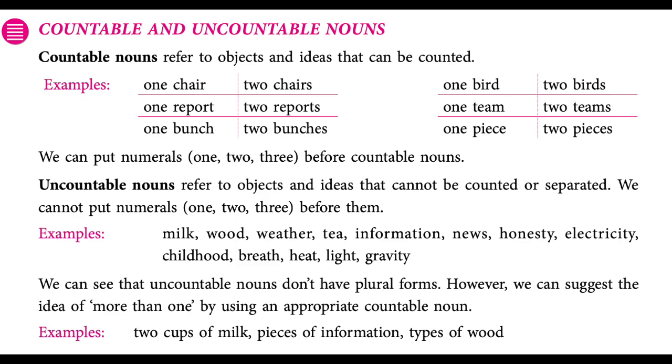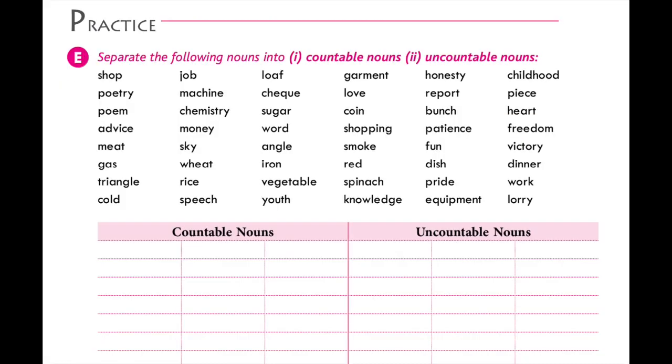With these uncountable nouns, you cannot use numerals before them, and uncountable nouns do not have plural forms. We can suggest the idea of more than one by using appropriate countable nouns with them. For example, two cups of milk, pieces of information, types of wood, but we cannot say wood or woods. They do not have plural forms. You have to do the exercises of this.